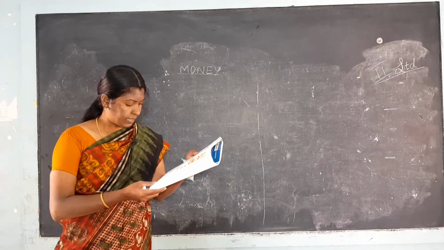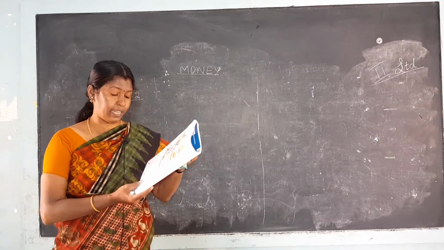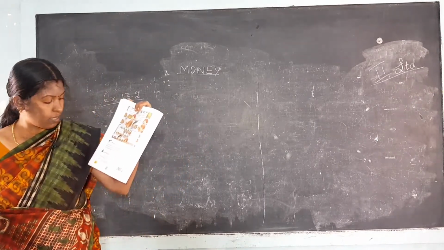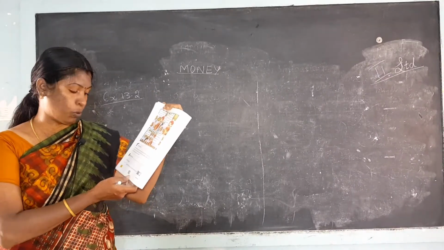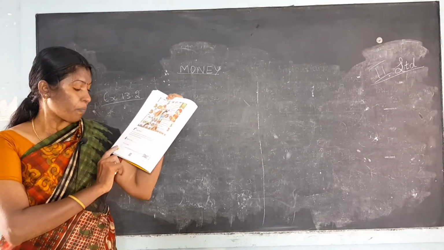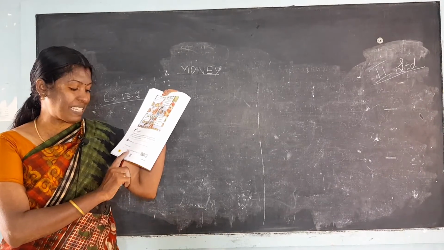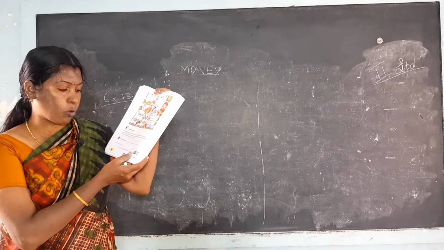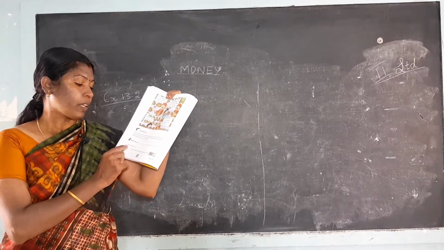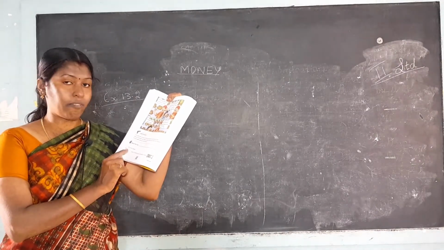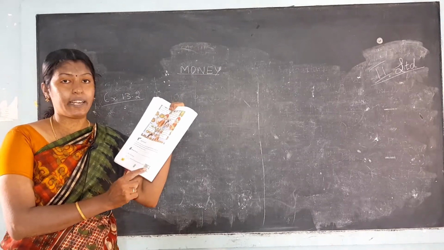Okay students, turn to page 88 and see exercise 13.2. We see here, fill in the blanks. Dash notes of rupees 100 have the same value as a note of 500. How many rupees of 100 to make 500 rupees?